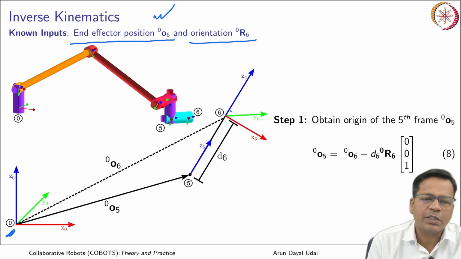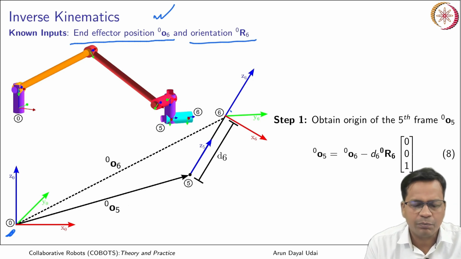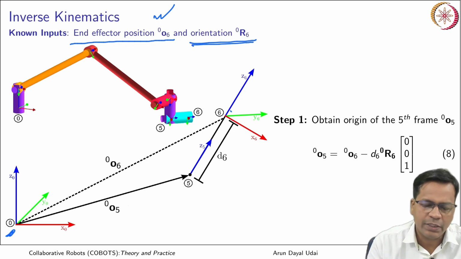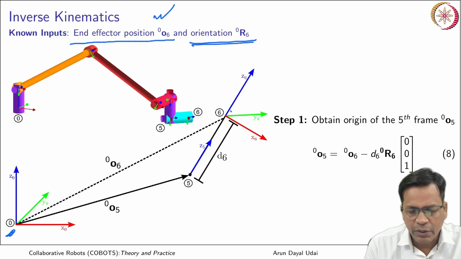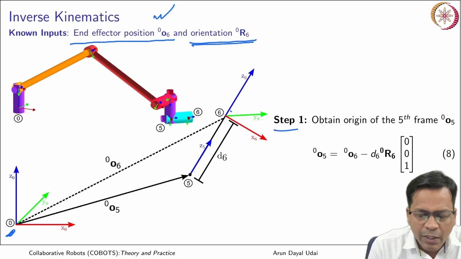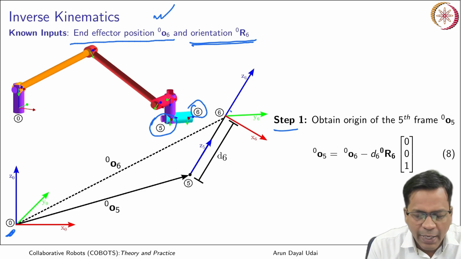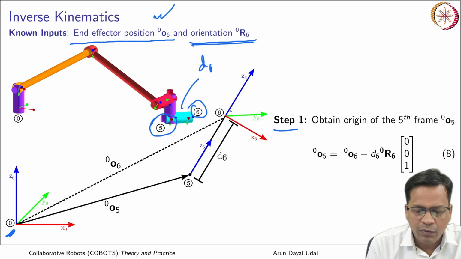So, the end effector may be given in terms of Euler angles, maybe roll, pitch and yaw. You can convert it to a rotation matrix, the way we have done it earlier also. So, in step 1 what we will try to obtain is, given frame 6, I will try to figure out where my frame 5 is. In order to obtain that, this distance, that is d6, I will convert it to a vector.